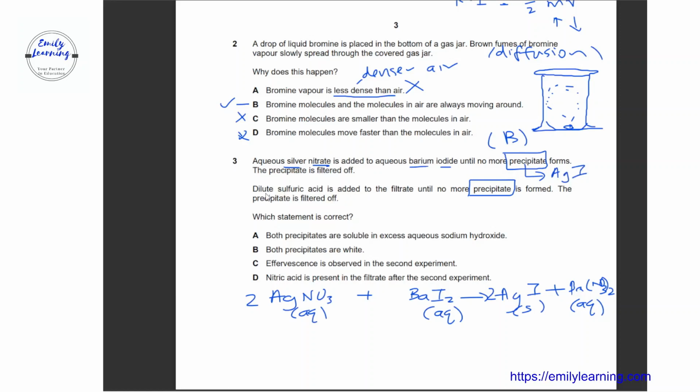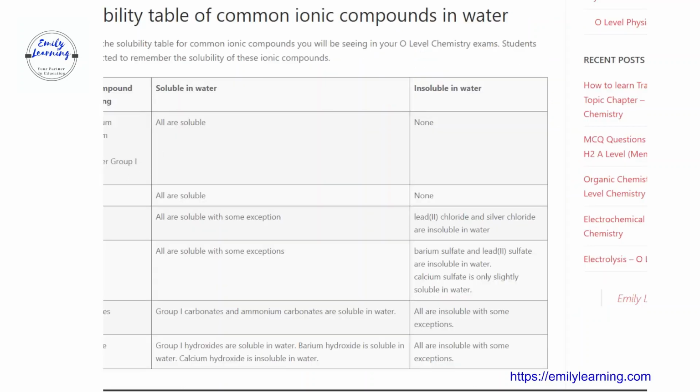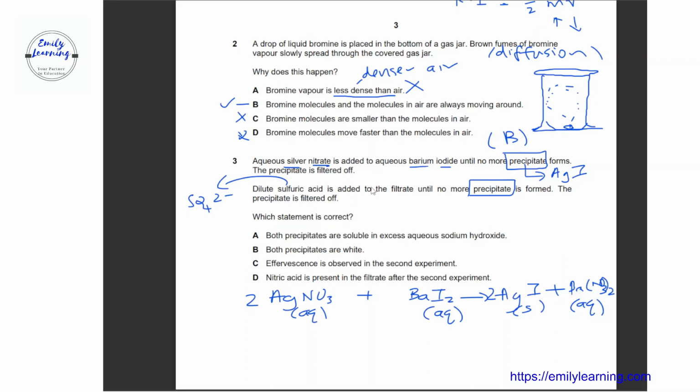Next, you have dilute sulfuric acid. If you have dilute sulfuric acid added, you have a sulfate ion that is added, and you add more precipitate. Let's take a look at the solubility table again, and let's look at sulfate. What sulfate is insoluble? Well, you have barium sulfate and lead 2 sulfate. Initially we have silver and barium ions. So in other words, this dilute sulfuric acid is going to precipitate out your barium sulfate.